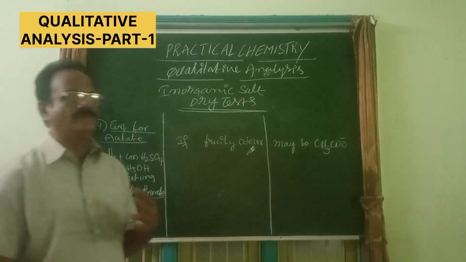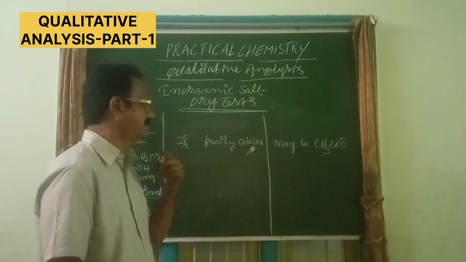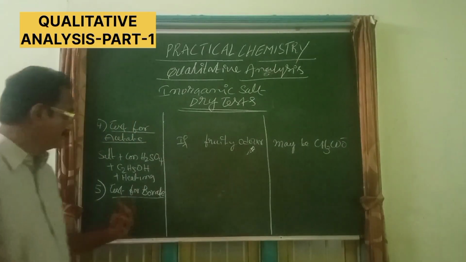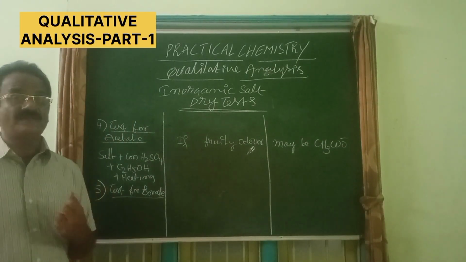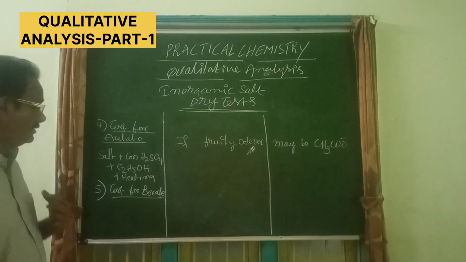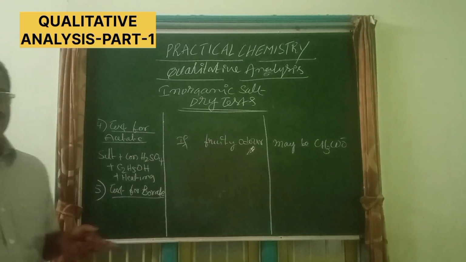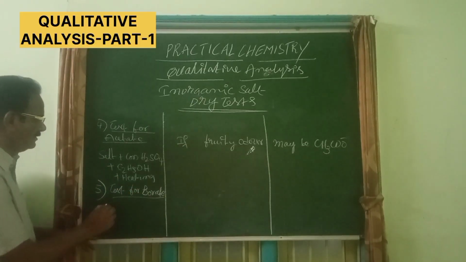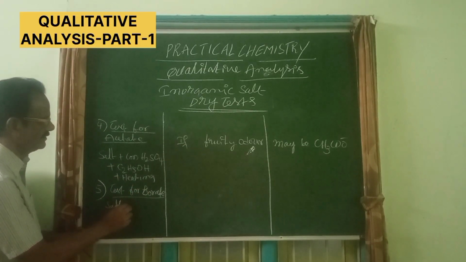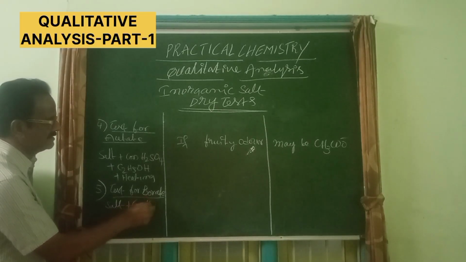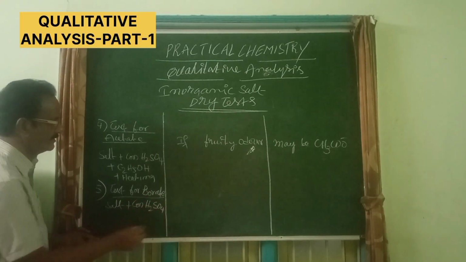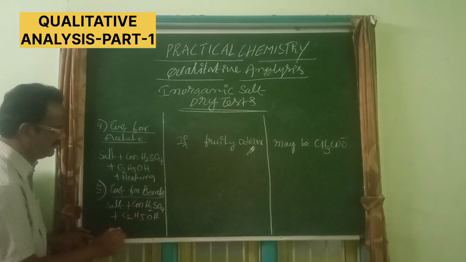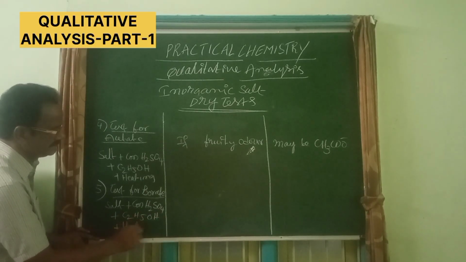Okay, so after confirming there is no acetate, if there is such type of observation, there is acetate. If there is no acetate, then you have to test for borate. So what chemicals do you have to add during the identification of borate? Here: salt plus concentrated H2SO4 plus ethyl alcohol, followed by heating.